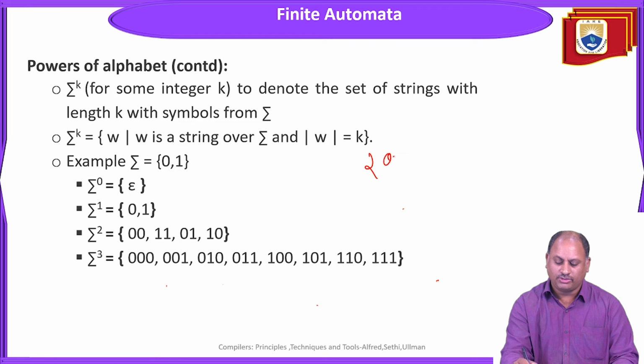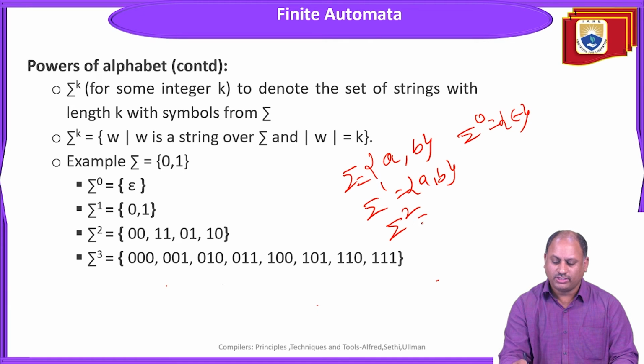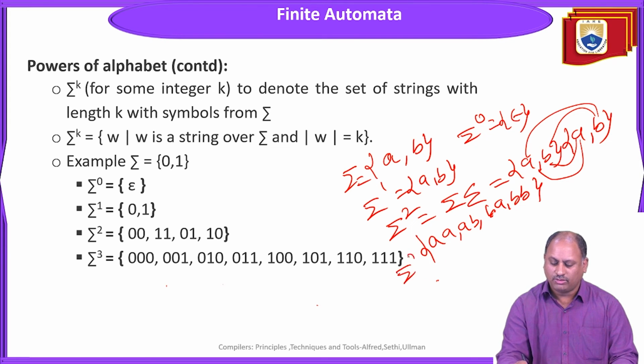For example, if sigma is given as a, b, then sigma power 1 is a, b only, and sigma power 0 is epsilon only, whereas sigma power 2, sigma times sigma, is equal to a, b with a, b. So a with a, a with b, b with a, b with b: aa, ab, ba, bb. This defines sigma power 2. And sigma power 3 is equal to sigma power 2 times sigma, so here we append a and b to each of these strings.